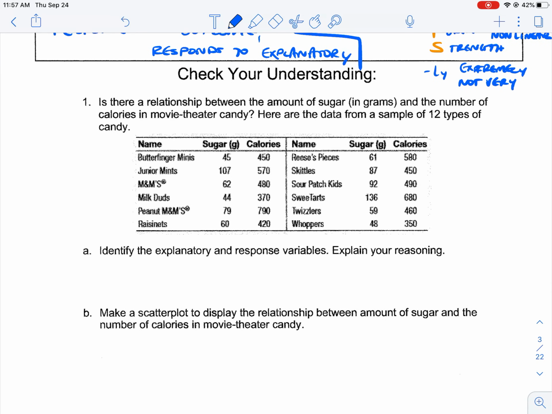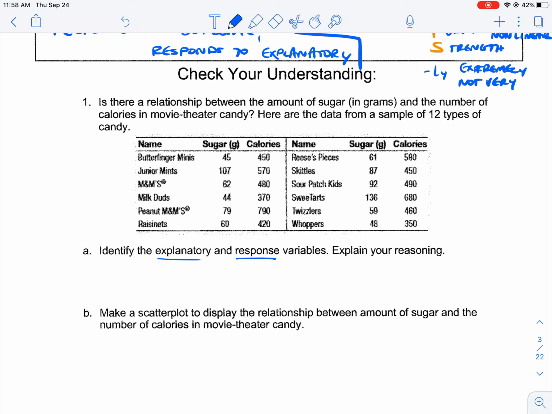When we move down to this check your understanding, what I'd love for you to do is pause the video and try this example on your own. And as you do, you can check back in and unpause the video and you'll see my explanation of it. Here's the prompt. Is there a relationship between the amount of sugar in grams and the number of calories in movie theater candy? Here are the data from a sample of 12 types of candy. So you see, as we go down here, we've got our types of candy, and we've got our sugar, and we've got our calories.